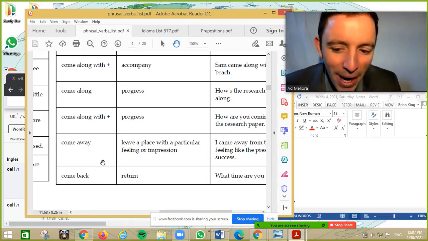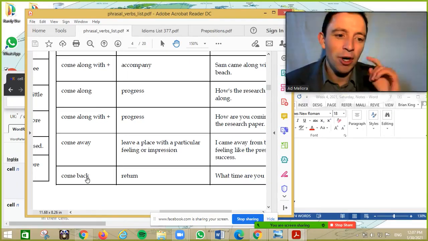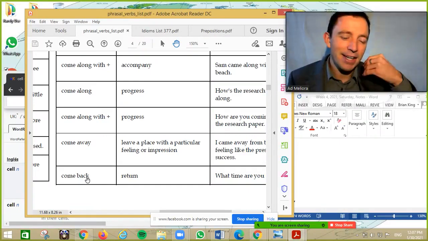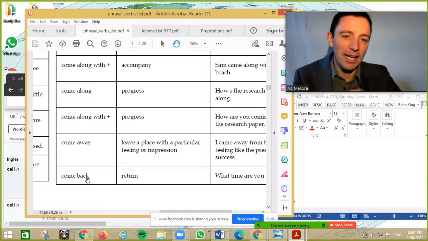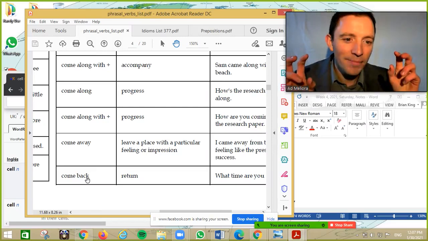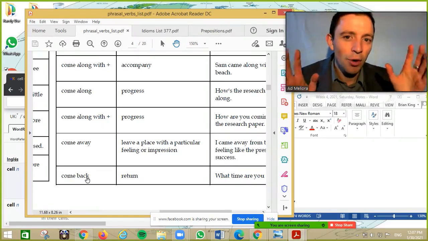Okay, come back is to return. So I go to the shop, but I come back to this position. I go to Spain, but I come back to Ireland. You go to America and you come back here. Okay, so basically it's go to and come back. Also in relation to sport, remontar. In English, remontar is to come back.